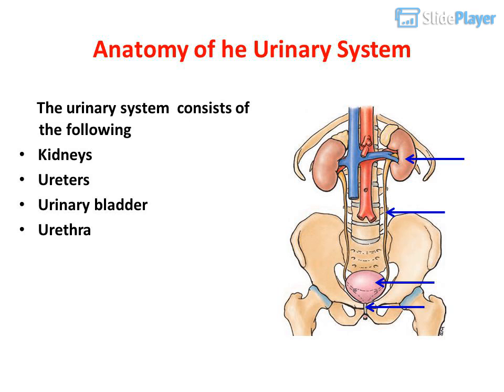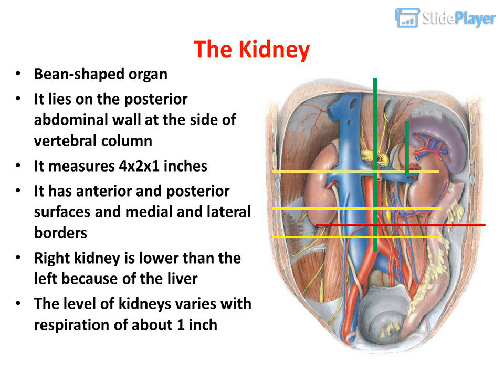Anatomy of the urinary system. The urinary system consists of the following: kidneys, ureters, urinary bladder, urethra. The kidney is a bean-shaped organ. It lies on the posterior abdominal wall at the side of the vertebral column.